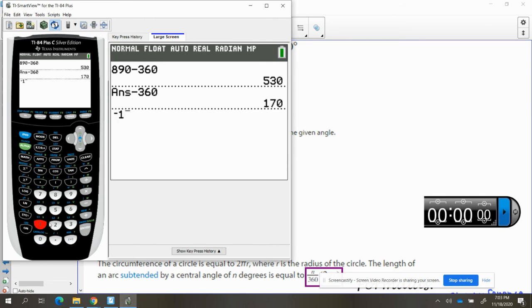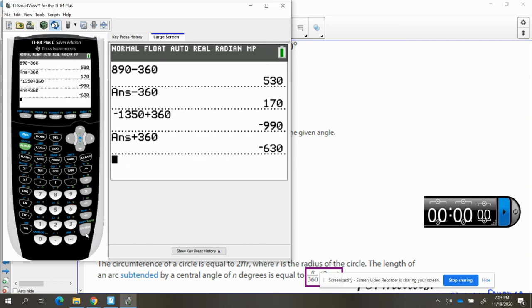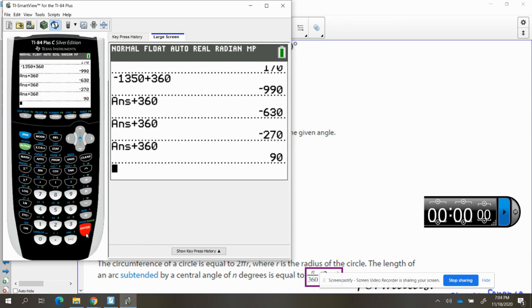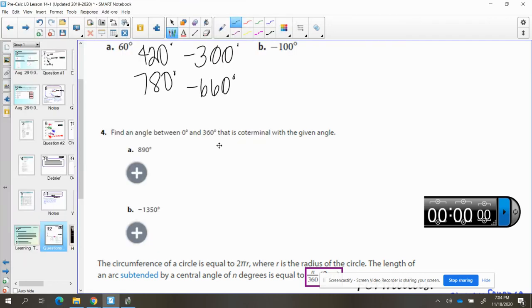Same idea with part B. You would need to keep adding 360 enough times that you would get this between 0 and 360. So we end up having to add it 4 times to get positive 90 degrees. That's actually in the parameters that we want.